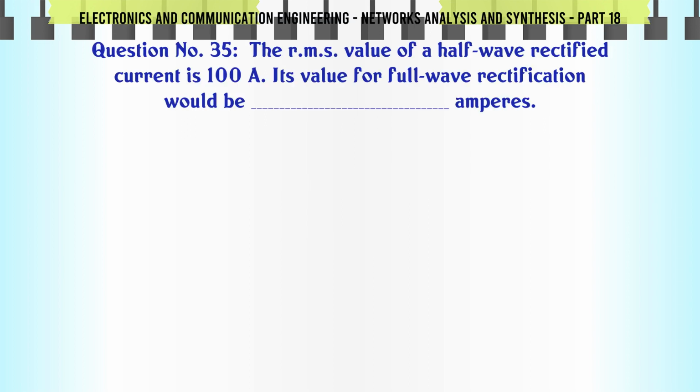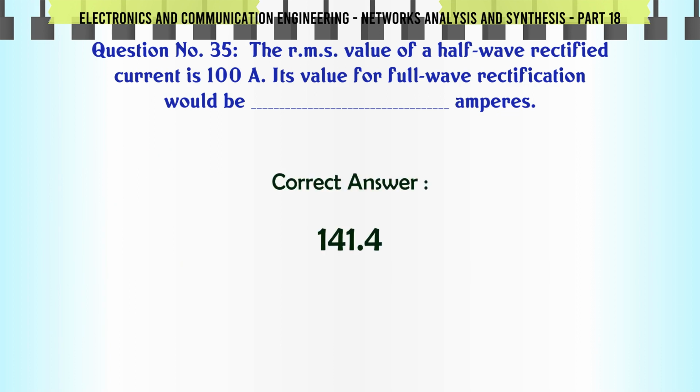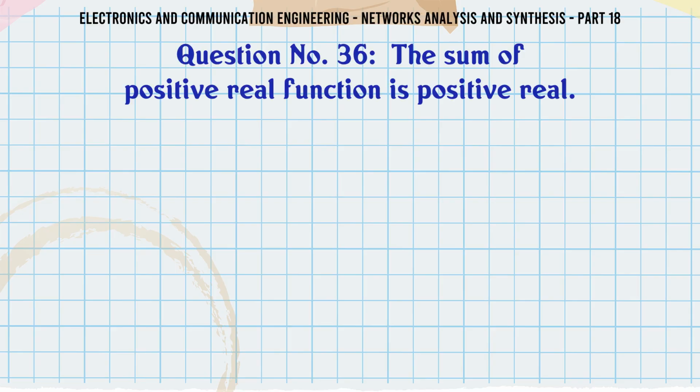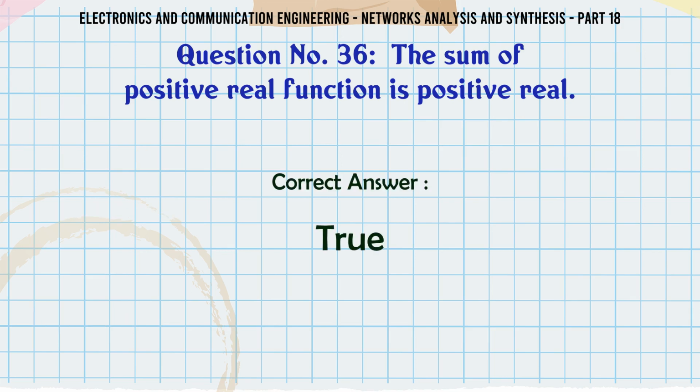The r.m.s value of a half-wave rectified current is 100 A. Its value for full-wave rectification would be amperes. A, 141.4; B, 200; C, 200π; D, 40π. The correct answer is 141.4. The sum of positive real function is positive real. A, true; B, false. The correct answer is true.